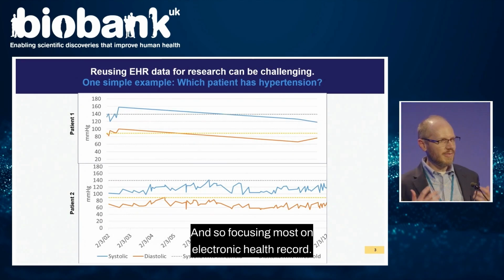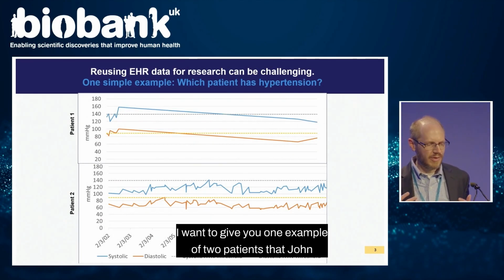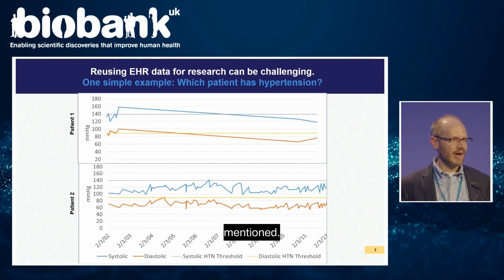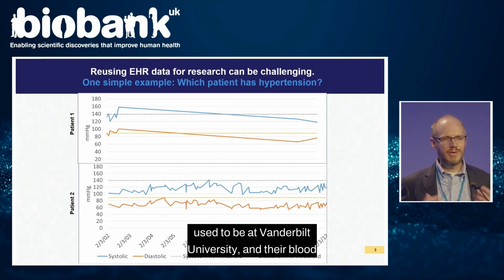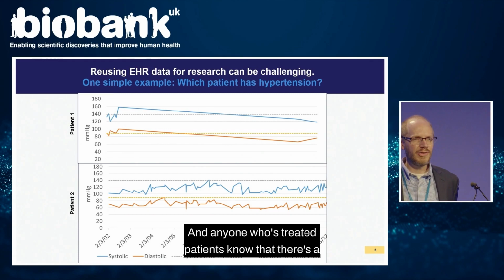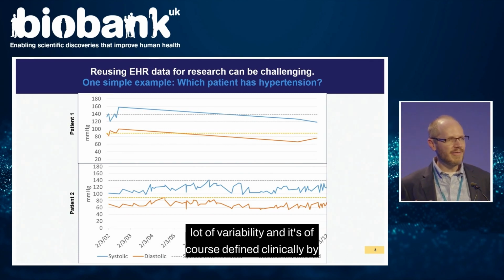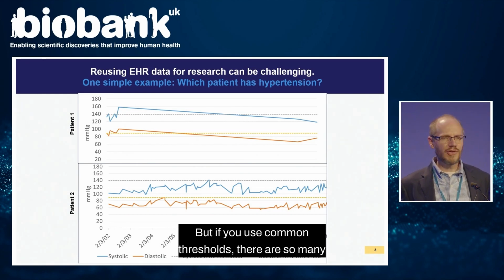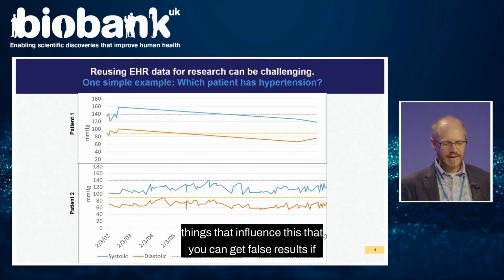And so, focusing most on electronic health records, I want to give you one example of two patients at, John mentioned I used to be at Vanderbilt University, two patients at Vanderbilt University and their blood pressures, and the simple question of who has hypertension. And anyone who's treated patients knows that there's a lot of variability, and it's of course defined clinically by blood pressure measurements. But if you use common thresholds, there are so many things that influence this that you can get false results if you just use that.